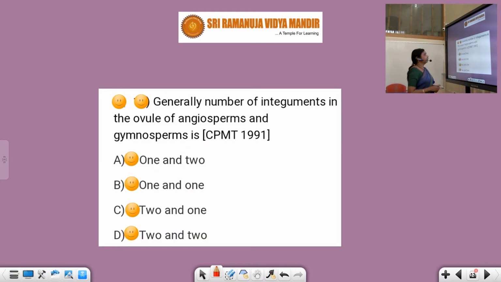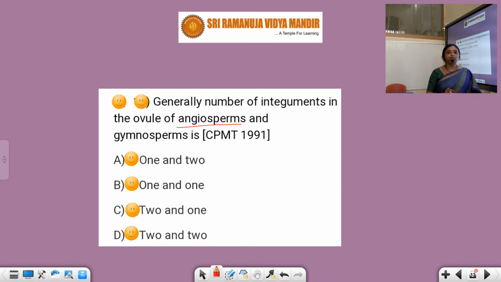Now let's see the next one. Generally, the number of integuments in the ovule of angiosperms and gymnosperms. Depending upon the number of integuments, ovules are classified into 3 types. The first one is ategmic. Ategmic means no integument, so no protective layer is present which surrounds the nucellus. This type of ovule is found in Loranthus.